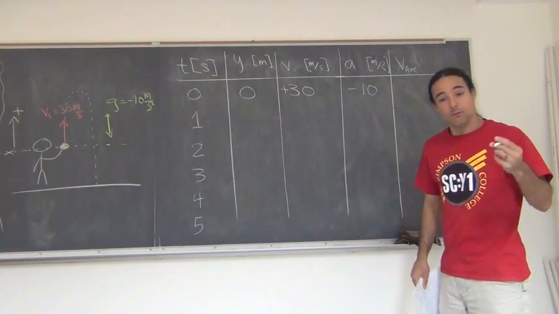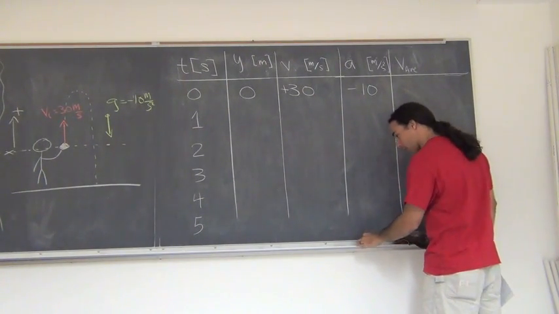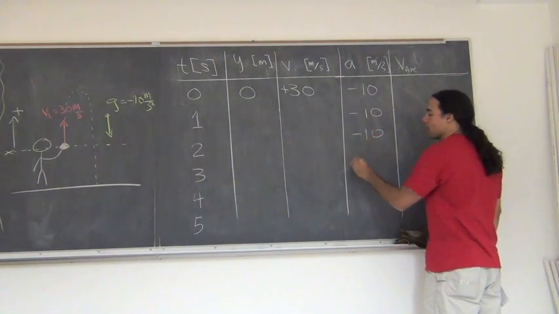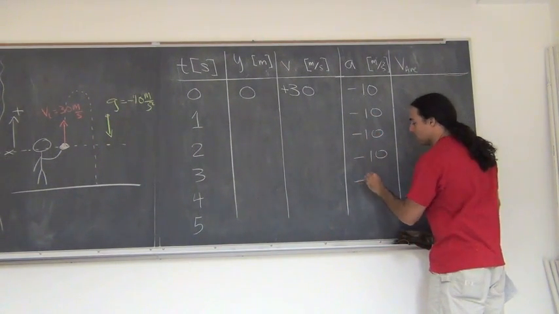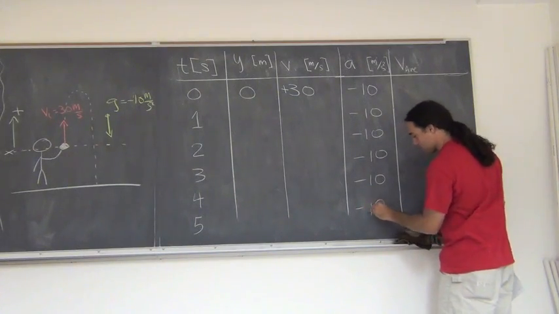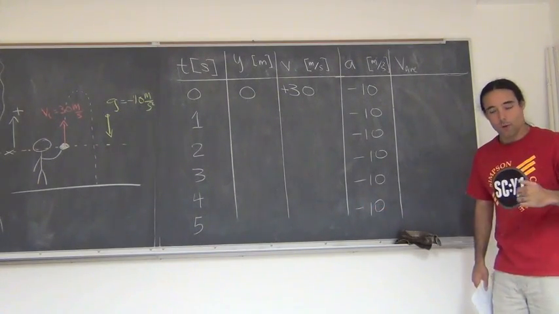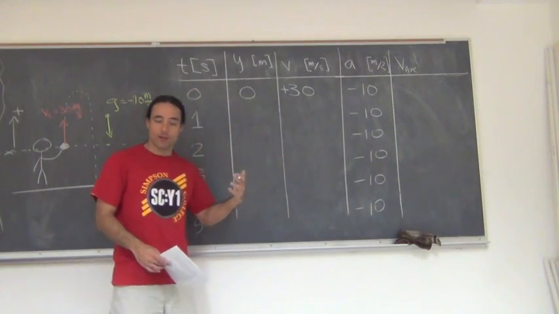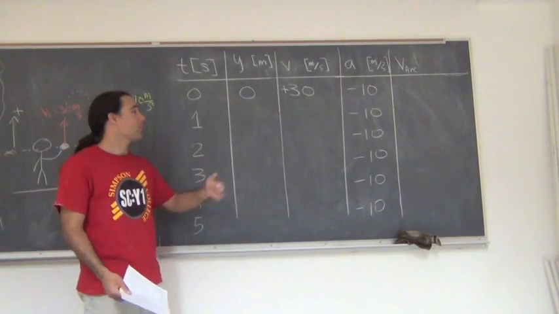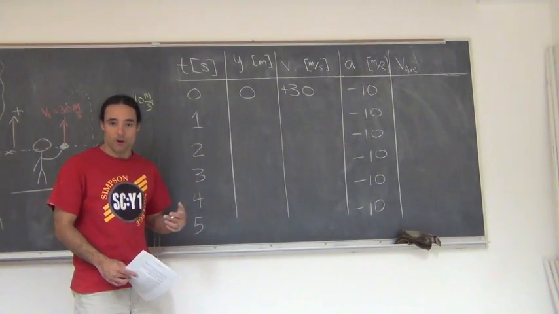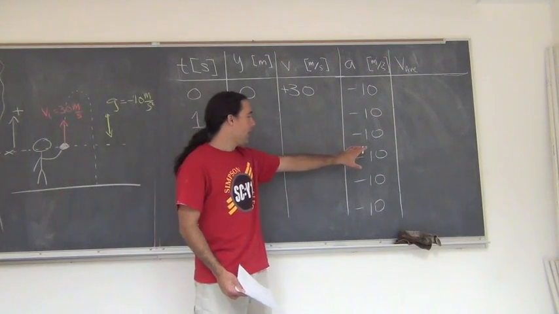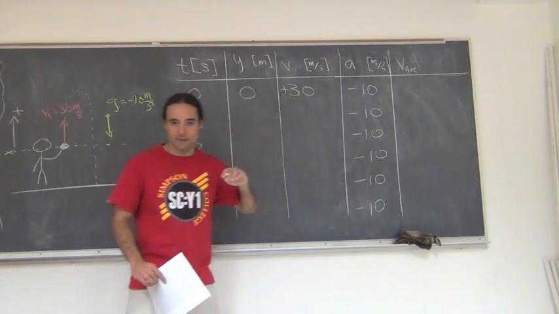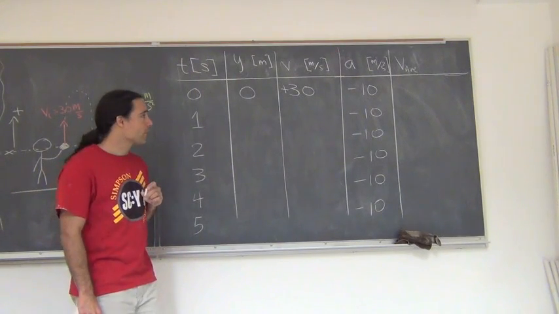And that's a constant. So I can actually fill out this whole column. For every time, my acceleration is going to be negative 10 meters per second squared. It's always going to be that, until I hit the ground. Once you hit the ground, if you get stuck in the ground, then you're not accelerating anymore. Your acceleration will be 0. But as long as the ball is in the air, the acceleration is going to be negative 10 meters per second squared.